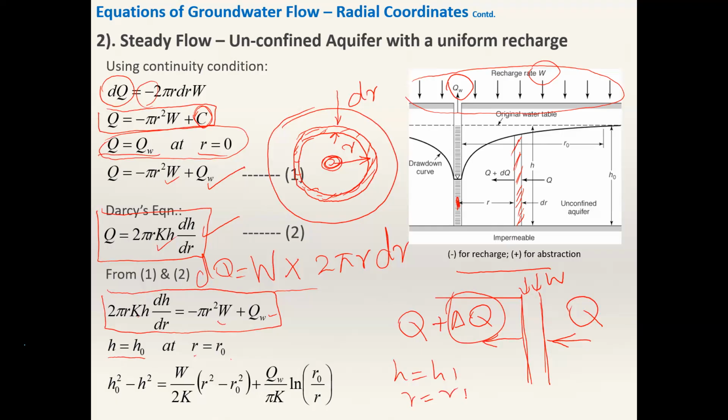Water level at an observation well. When R is equal to R1, water level is H1. Like that, you can use any boundary condition you like and solve the equation. So it is not necessary that you use the same boundary condition all the time. You can say when R is equal to R2, H is equal to H2. That is one boundary condition. So that you come up with the equation to find out the hydraulic conductivity when you know the flow rate and W. So that is the idea.